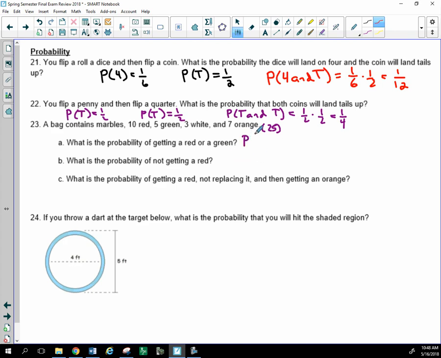So let's figure out the probability of a red happening. The probability of a red would be 10 out of 25, which would reduce down to 2/5. And the probability of a green happening would be 5 out of 25, which is 1/5. Now, if it's an or situation, so the probability of either of these happening, the probability of a red or a green, then we are adding these together, so it would be 2/5 plus 1/5, which is the probability of 3/5. So 3 out of 5 times you're going to win.